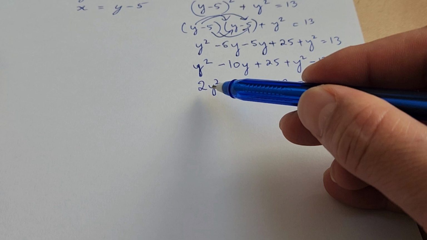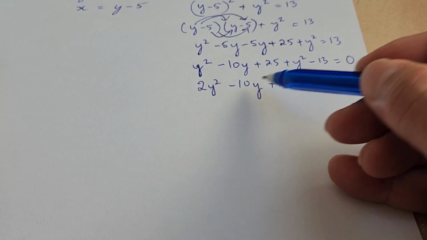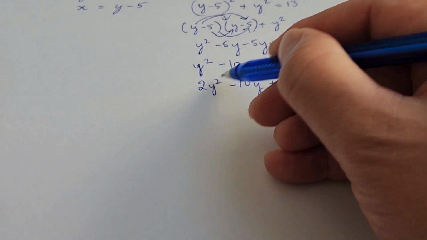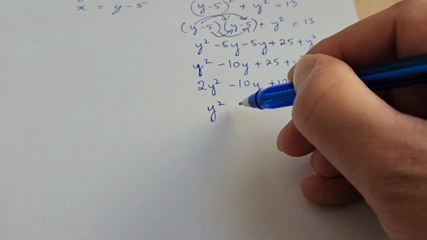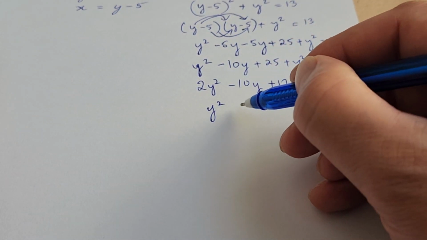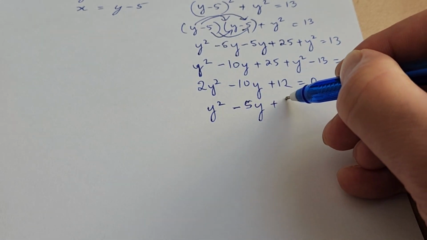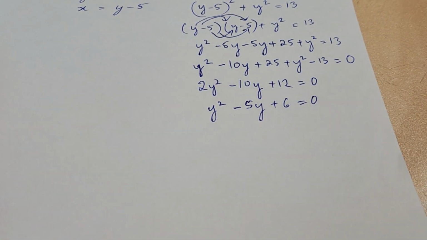You can divide each term by 2 to get rid of this 2. So if you divide this side by 2, you have y squared. Divide minus 10y by 2, you have minus 5y. And 12 divided by 2 is 6, that is equal to 0. Now we need to factorize this.